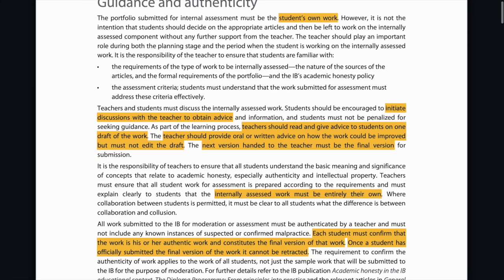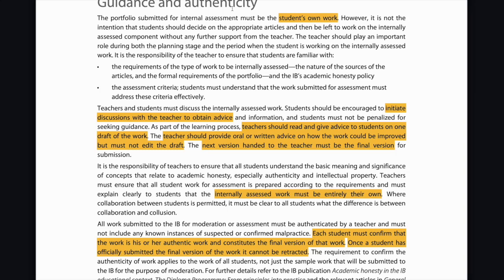Next, authenticity. Basically, this just means that you write your own work. Now, I've got a case in my career where a parent wrote a majority of a student's extended essay. Yes, extended essay. Now, this is a no-no, like a big no. The IA has a clear policy on academic integrity.